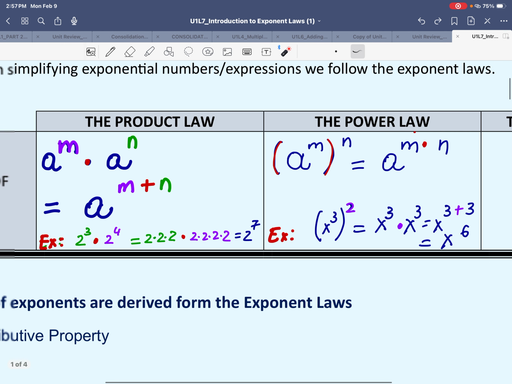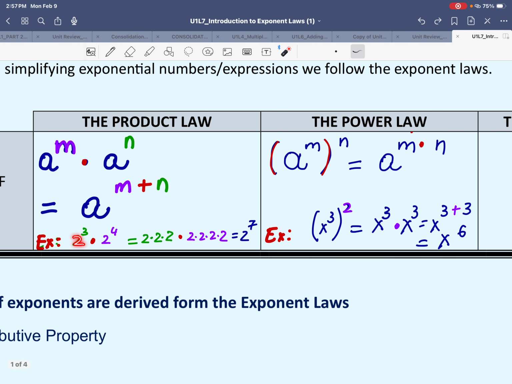And same in multiplication, where we add the exponents. So when you multiply two exponential numbers, we just operate with the powers. The base stays the same as it was in each term.